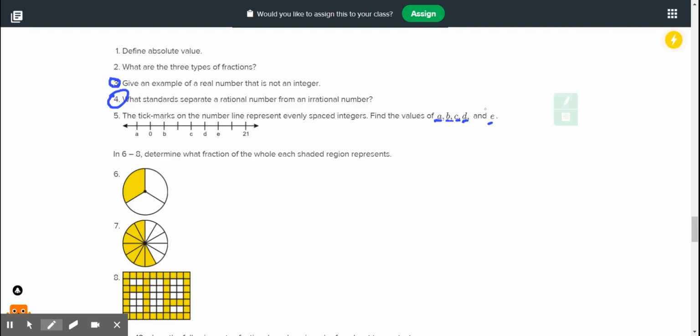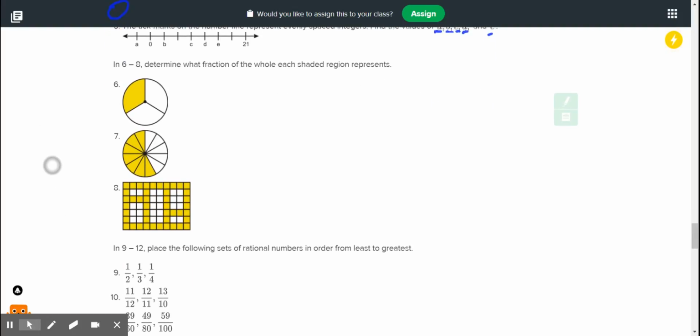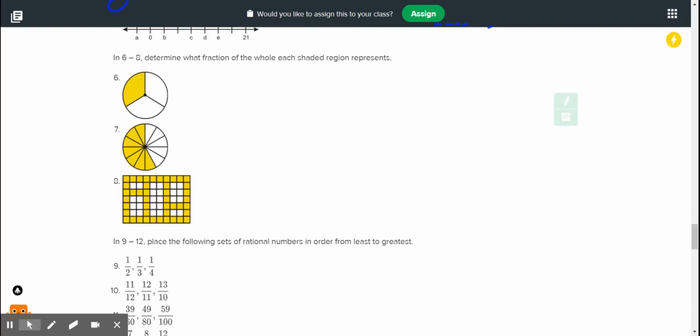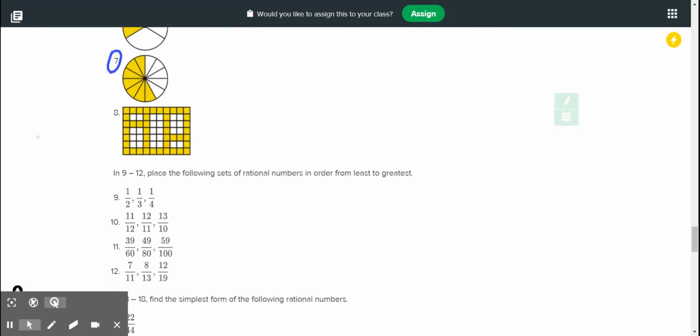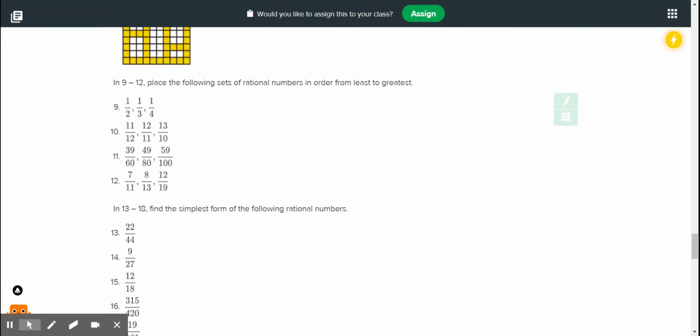From there, we are going to move on, and I want you to answer problem number 7. And then I want you to do problems 9 through 12. And that's where we'll stop. That'll be our assignment for tomorrow, 9, 10, 11, 12.